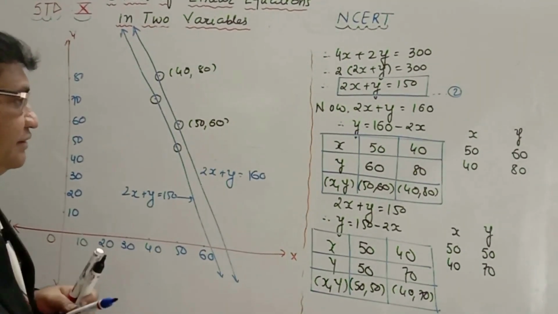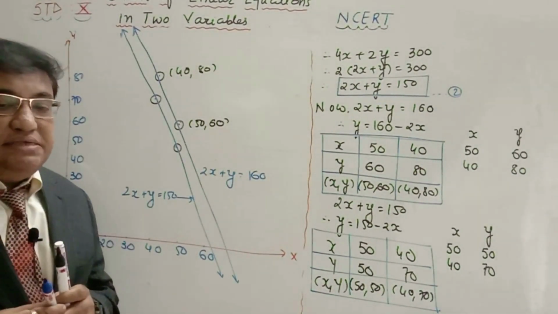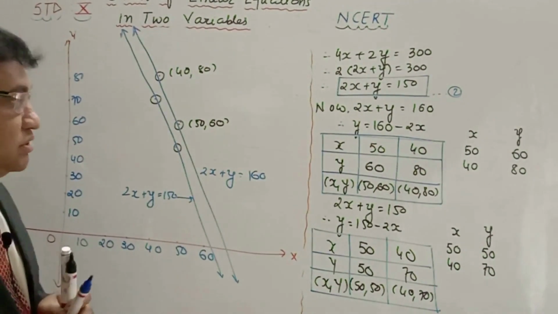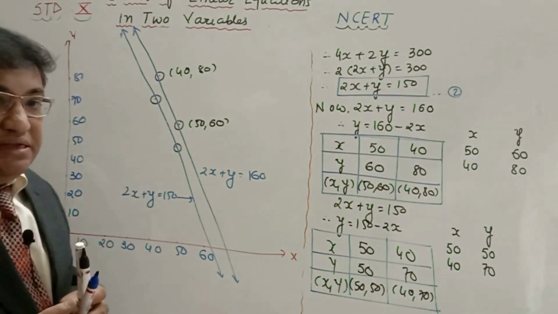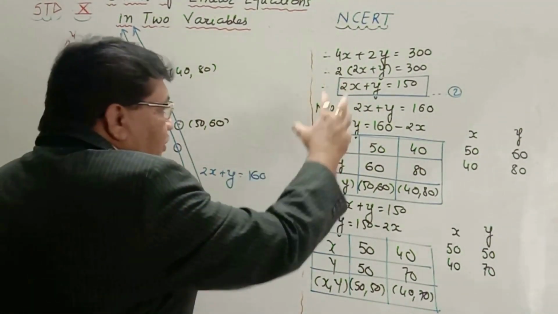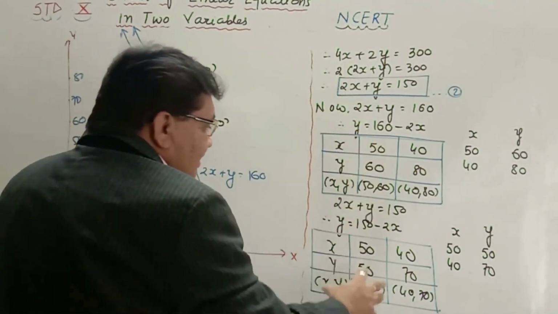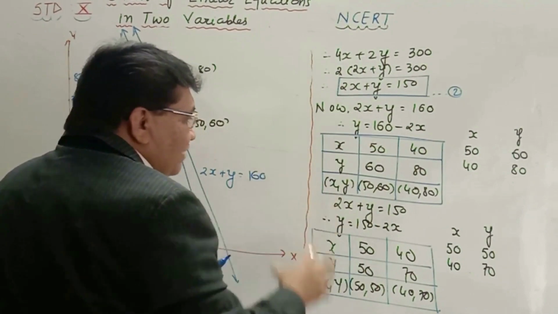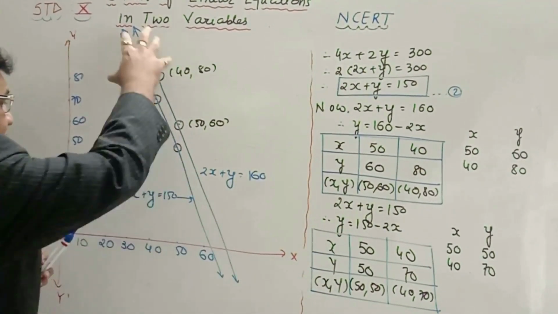See, here the prices of apples and grapes are given. So, according to the given conditions, we made the two equations. From the two equations, we made the tables, assumed the values of x and y, and from here we drew the graph.